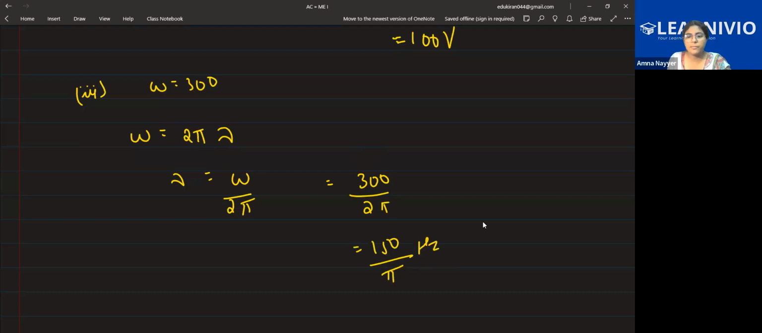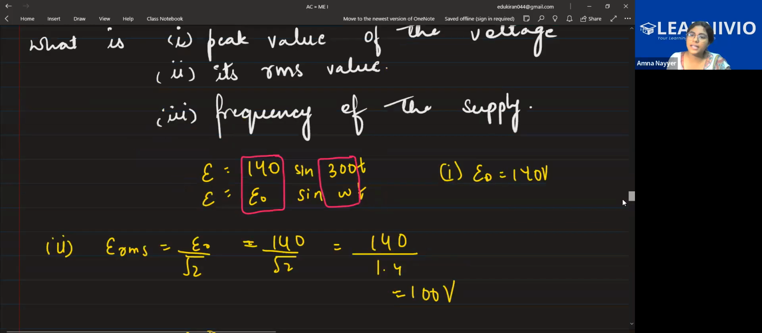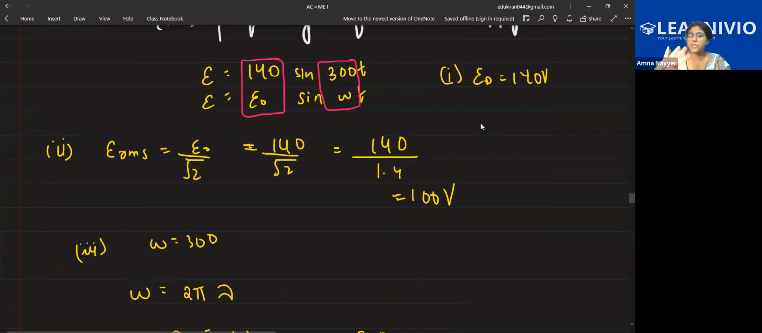Okay. Now let us come to AC circuits having only resistors. You'll be able to relate it better. First, write down the solution. Take your time. Then we'll start with the circuits one.